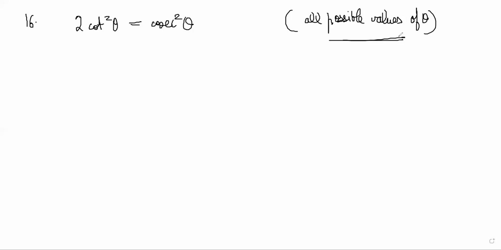So what is the first thing that comes to your head here? It is cot square and cosec square. So is there an identity that you remember?